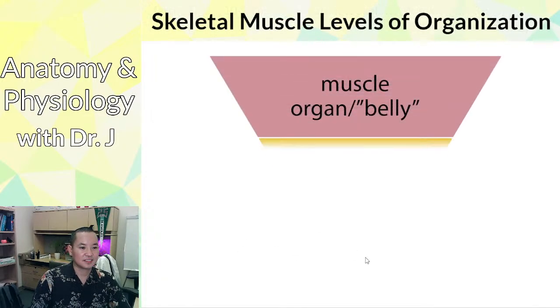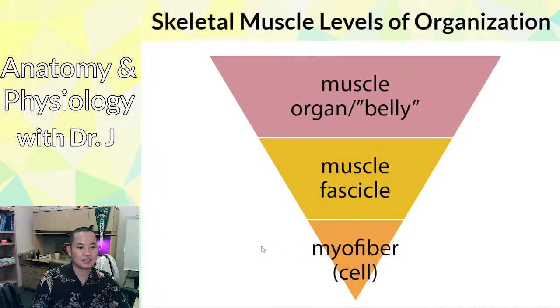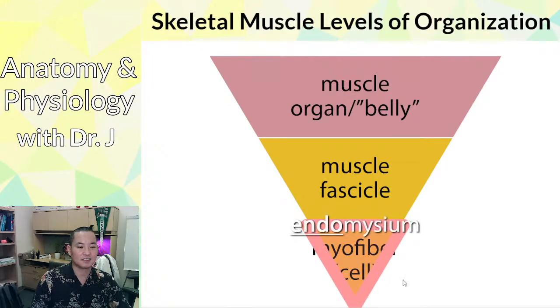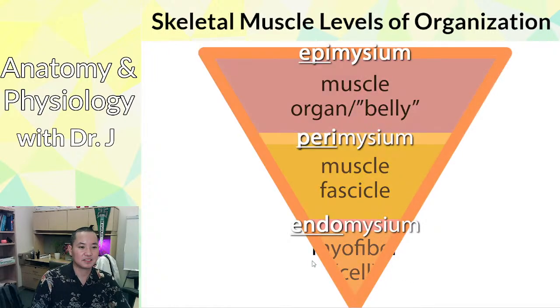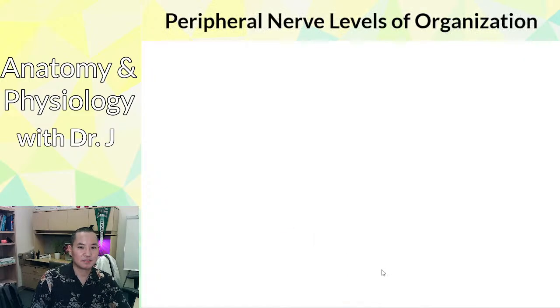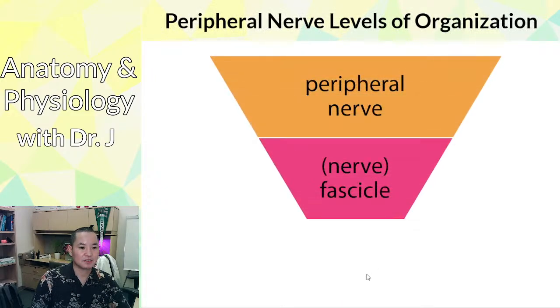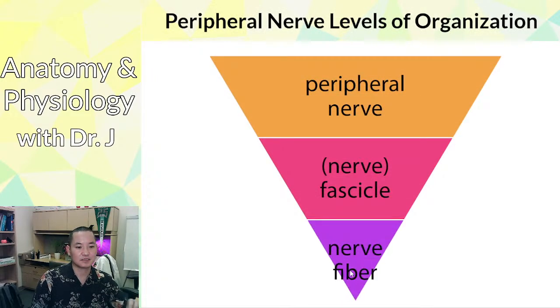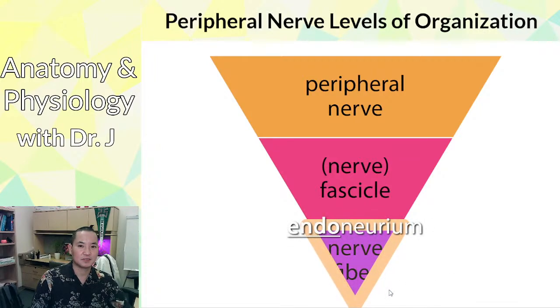So you can use the same prefixes. Endo is the innermost layer surrounding each myofiber, and then we have a perimysium, and then we have an epimysium in the skeletal muscle. But in peripheral nerves, what do we have? Peripheral nerves have fascicles, which are groups of nerve fibers, which are those axons. So around each nerve fiber, we have an endoneurium.